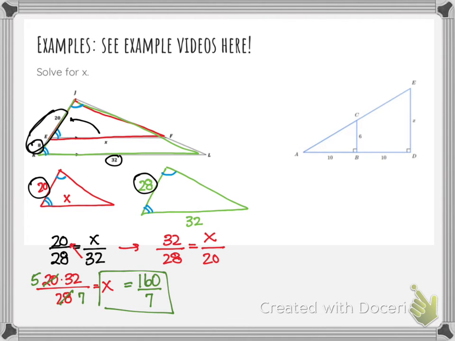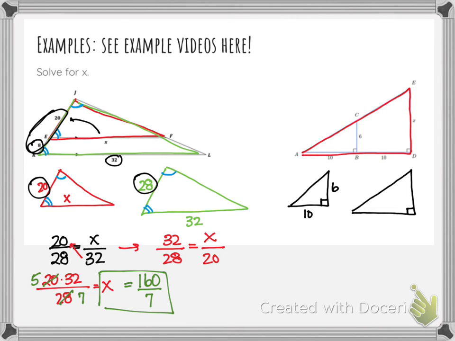I'll do the same thing over here. I really like to redraw these as separate triangles. We've got a right triangle, 10 and 6. Another right triangle. This one, maybe I'll change my color, would be this big right triangle. So this would be 20 and x.